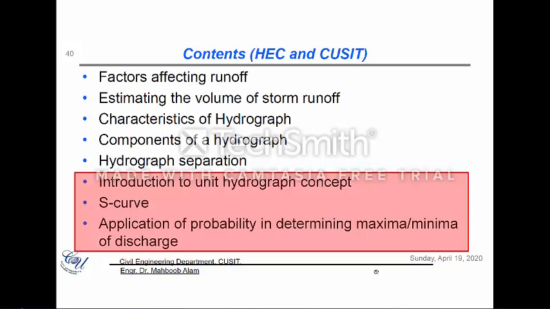So that was it for today. Introduction to the unit hydrograph concept, the S-curve, and then the probability methods in finding out the maximum or minimum of the discharge are the topics of the next lecture.